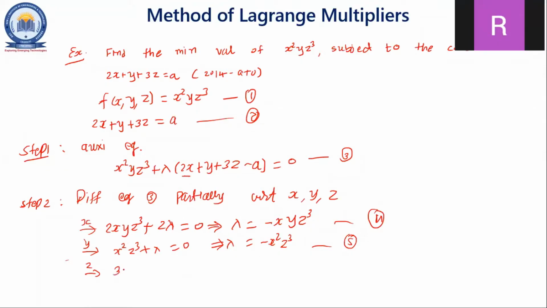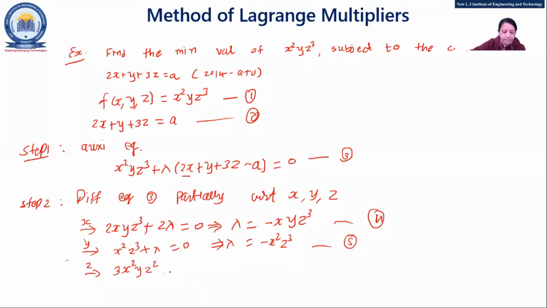Okay. And with respect to z? Yes, 3 x square y z square, right? Okay. Plus lambda is there and z. Okay, 3 lambda equal to 0. Fine. And 3 will be common. So my lambda will be what? Minus x square y z square. Okay, fine.